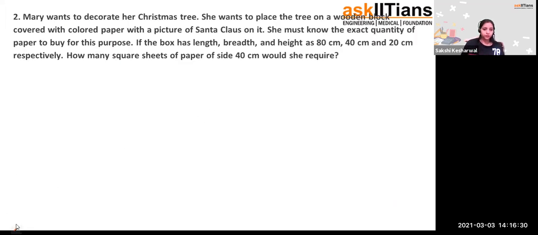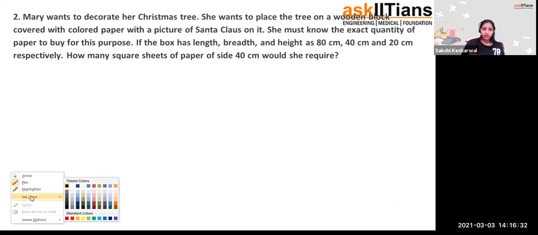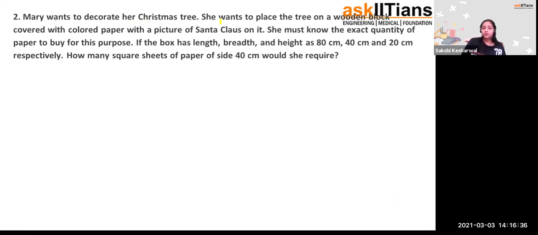Every time, read out the question; these are easy only, right? It says that Mary wants to decorate her Christmas tree. She wants to place her tree on a wooden block covered with colored paper with a picture of Santa on it, right? So what type of wooden block? If you say the word block, a block is generally a cuboid, right?